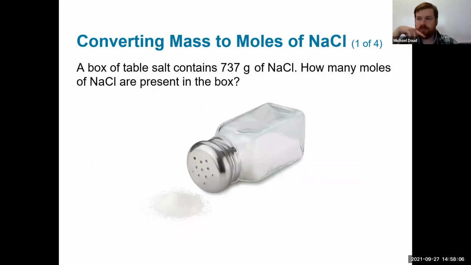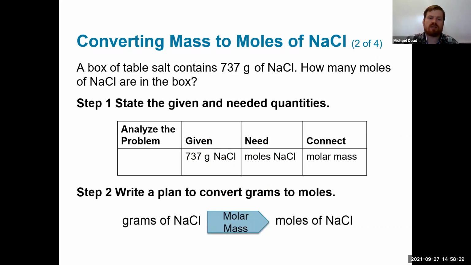Okay, now let's do an example calculation. Let's say that a box of salt contains 737 grams of sodium chloride. Let's ask ourselves how many moles of sodium chloride are present in the box. So we're going from grams to moles. What's the key thing that we need to know about sodium chloride? The key connecting part is the molar mass. Given the molar mass, we can convert directly from grams of sodium chloride to moles of sodium chloride. Let's give it a shot.